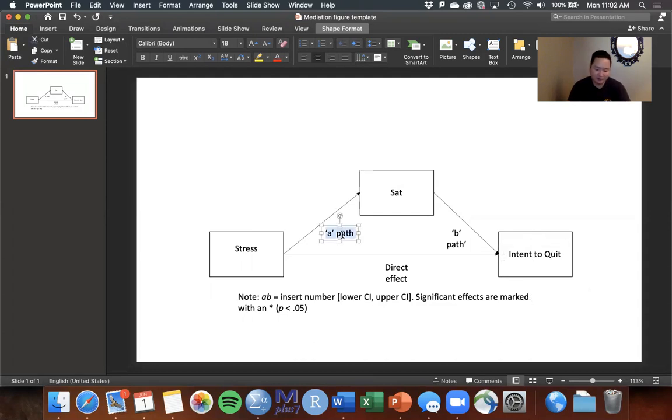Our A path was negative 0.54, and it was significant. So I'm going to put a little star there because of this note, starring if it's significant. Our B path was negative 0.42, and it was significant. And our C path was negative 0.1199. I'm going to round off to negative 0.12.